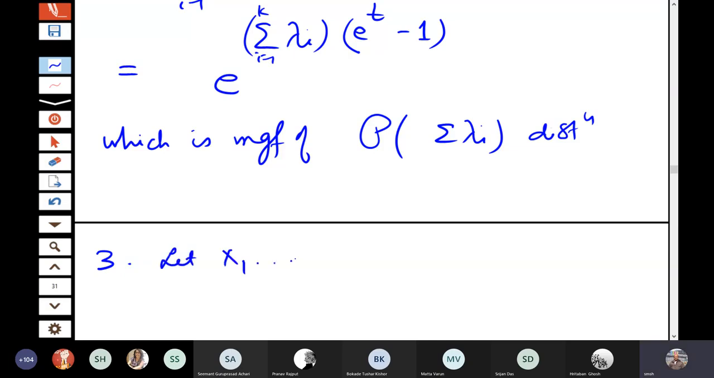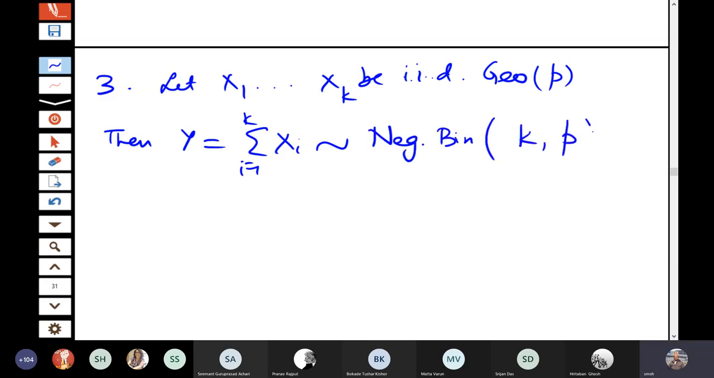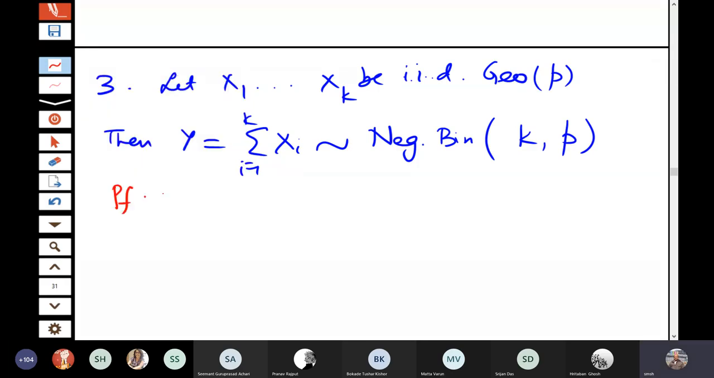Let x1, x2, xk be IID geometric p. Then what is the distribution of sigma xi? That will be negative binomial with k and p. Anyway, I am not writing down the proof of these. You can write it yourself.